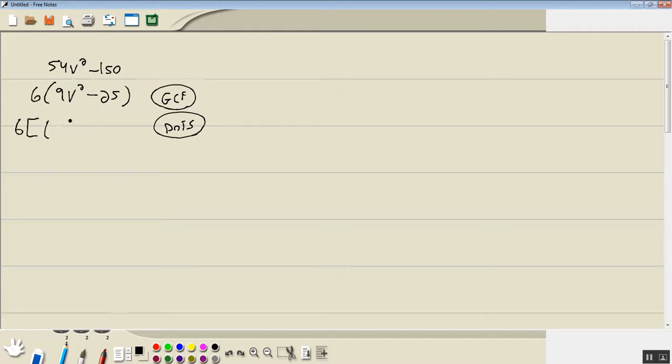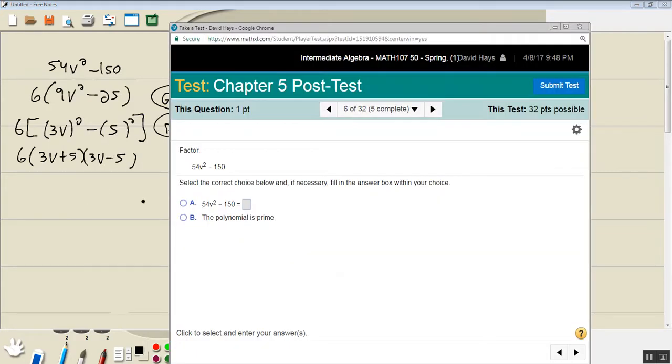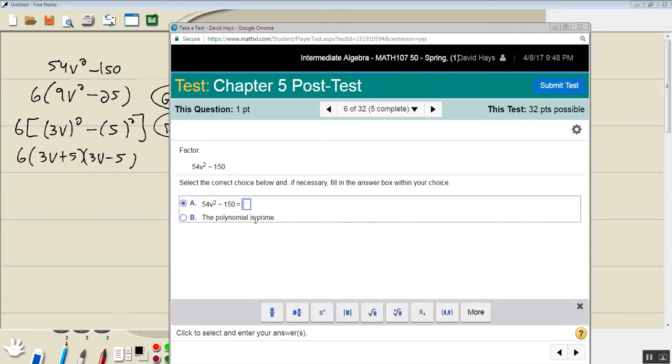Now, with difference of two squares, remember we try to write it as something squared minus something else squared. 3 times 3 is 9, v times v is v squared, and 5 times 5 is 25. So we take what's inside our first set of parentheses, the 3v, we add what's in our second, and then we take the 3v and we subtract what's in our second, which is the 5. So we're going to have 6 times 3v plus 5 and 3v minus 5.